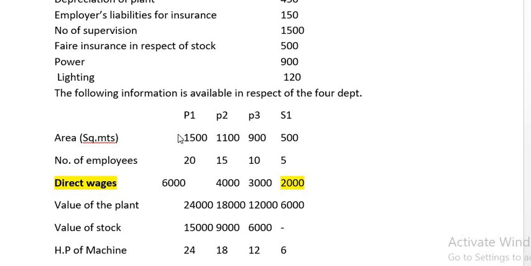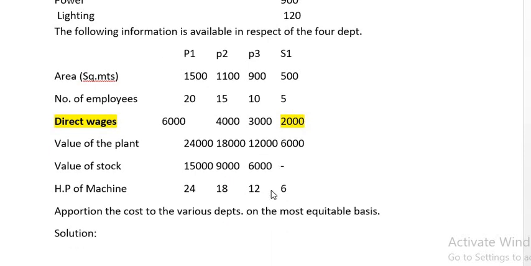Area can be distributed to all four departments. Number of employees, direct wages and value of the plant are also given, but value of the stock is given only for the production departments, not for the service department. So let us begin the problem.